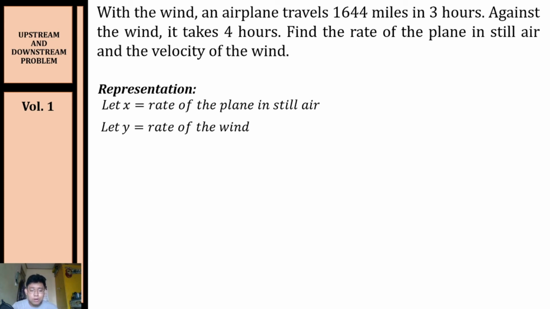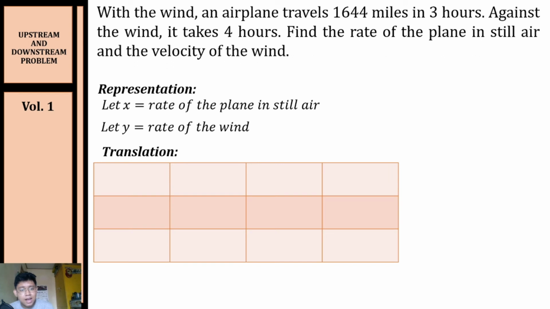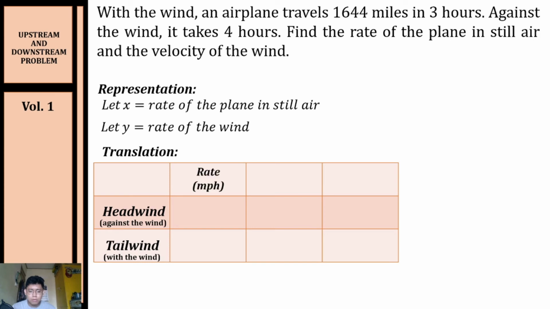Now that we have our representation, we can proceed to translating. So, let's translate by identifying our given. In this word problem, we are given two situations. We have the headwind, the plane moving against the wind, and we have the tailwind, the plane moving with the wind. We need to list down our rate, our time, and our distance.